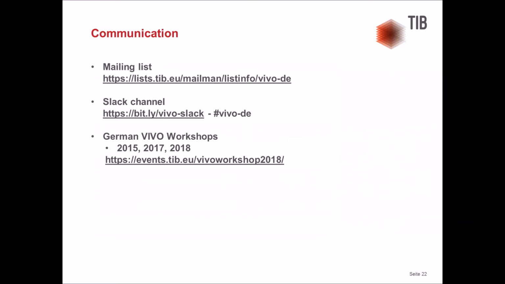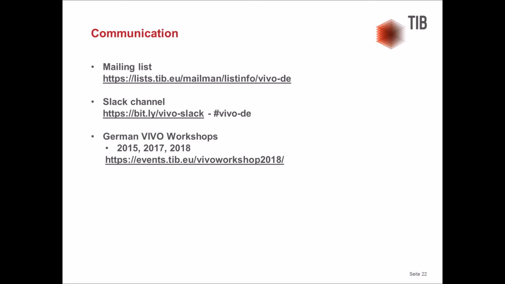To communicate in the German community, we provide a mailing list where you can register. We are doing some announcements there. We are communicating about calls when we are discussing which ontology classes should be added and so on. We do regular video calls on translation and ontology issues. We use the Slack installation of the international VIVO community where we added a German channel. It's called VIVO-DE. You can register at the Slack community via the bit.ly link I provided here, and then you just go to, how's it called, hashtag VIVO-DE.